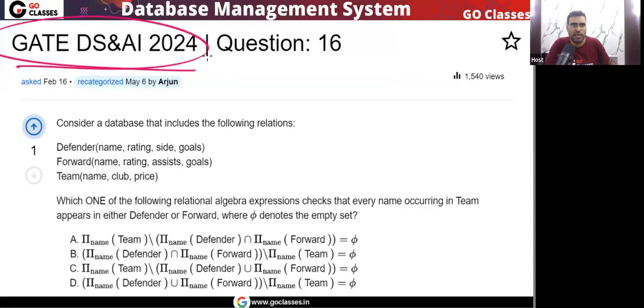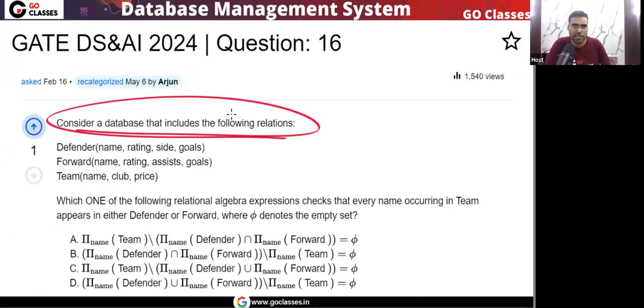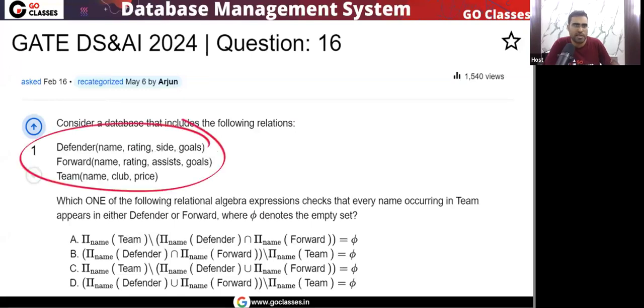Let's solve this GATE Data Science and Artificial Intelligence 2024 question. So this is GATE DA, DS&AI 2024 question. Let's solve it. This is a very beautiful question, let me tell you. Consider the database that includes the following relations. Three relations are given to us: defender, forward, team.